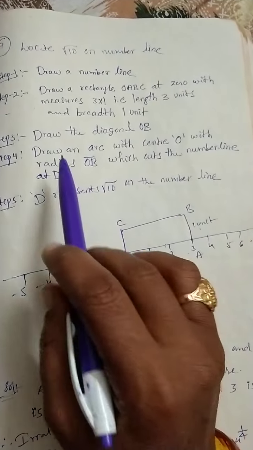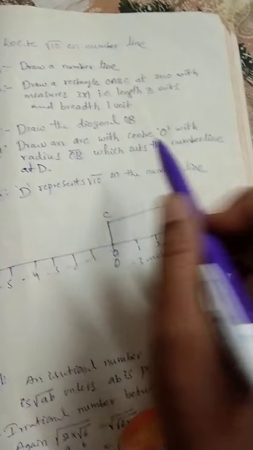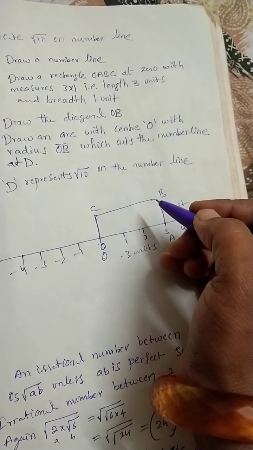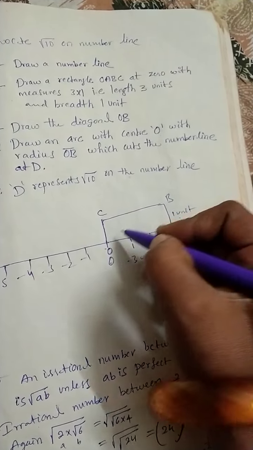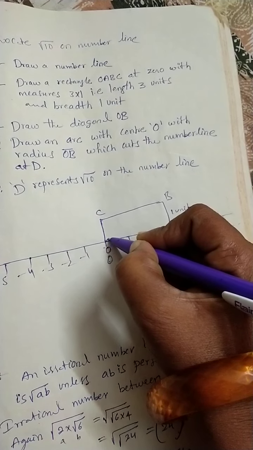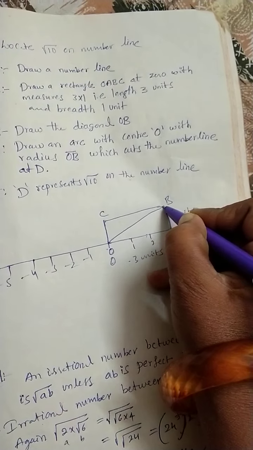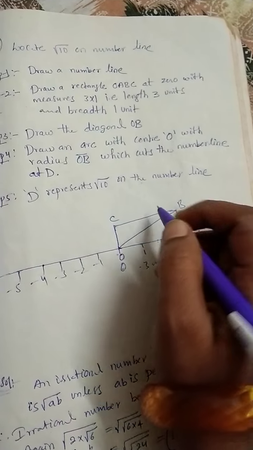Next, what we have to do? Draw the diagonal OB. Now from here to here we should draw the diagonal OB. This is the diagonal OB.